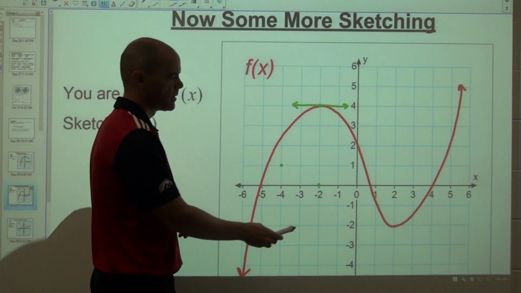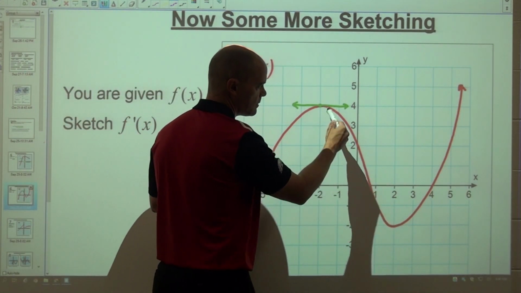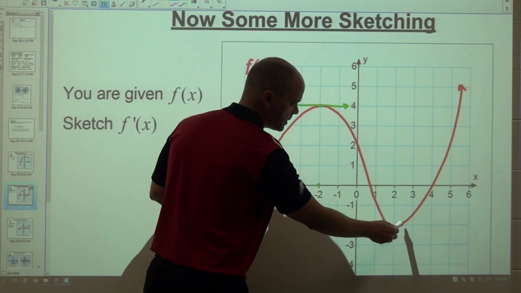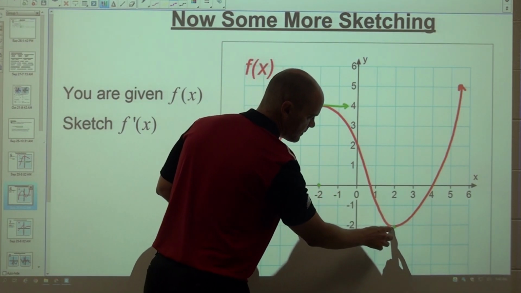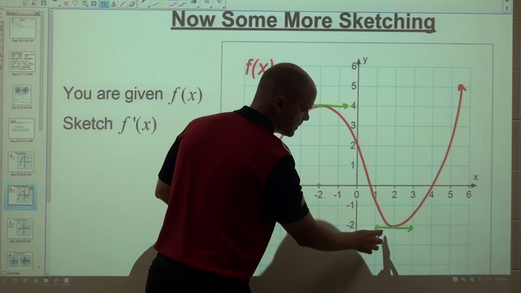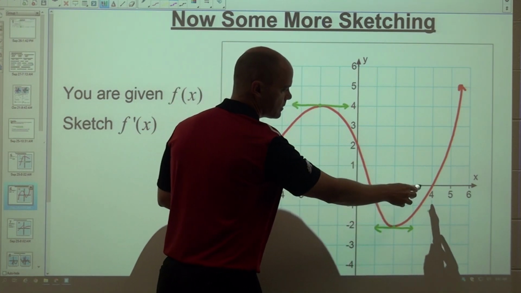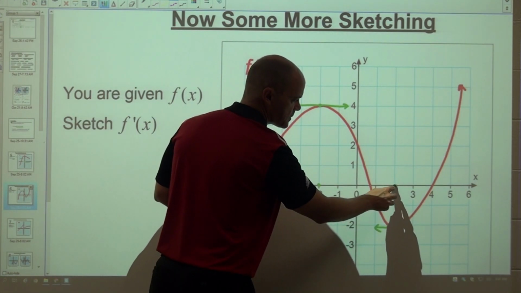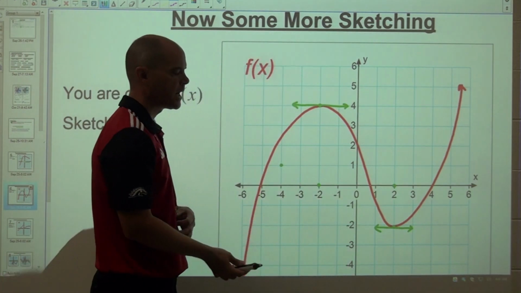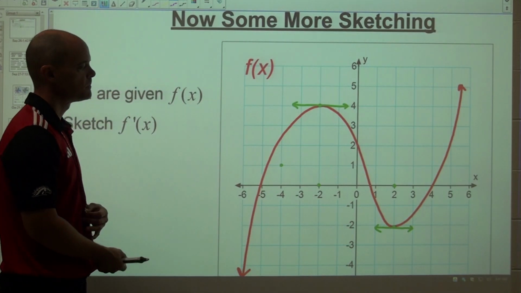Well, then that should make this point really easy. We're going to go down, hit this point, and go back up. So this point is also going to have that zeroed out tangent line. And the slope of the red curve at x equals 2, I can see right there is a flat line. So the slope is 0. We are plotting a collection of slopes.